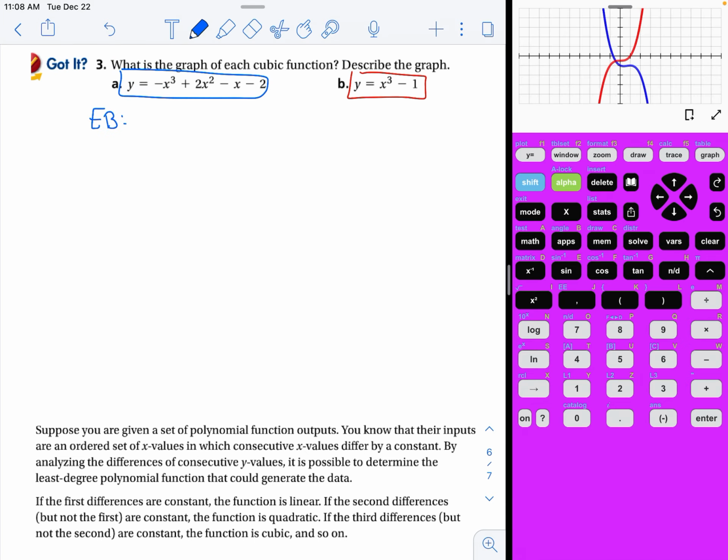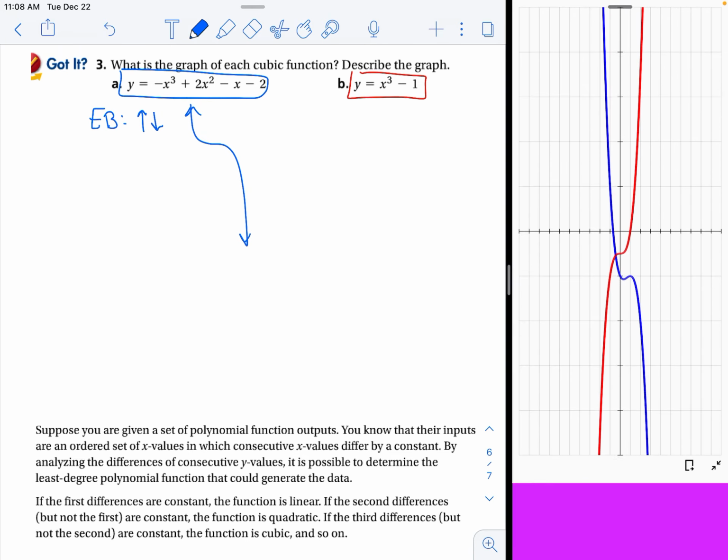Looking at the graph, the blue one on the left is up and on the other side it is down. So end behavior is down and up. If you're looking for a general shape, it looks something like that. Again, we're focused on the blue one. I would like to talk to you about the turning points on this.